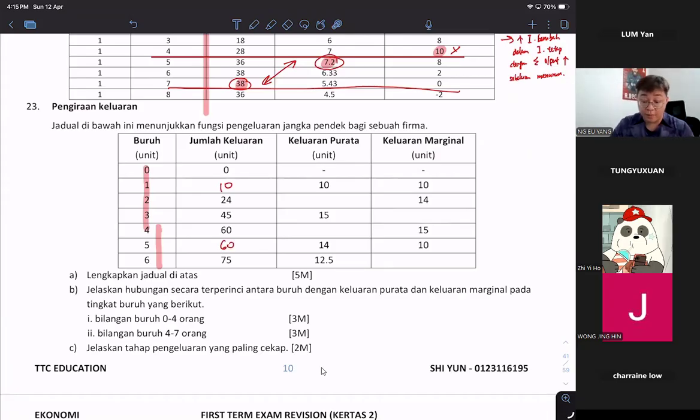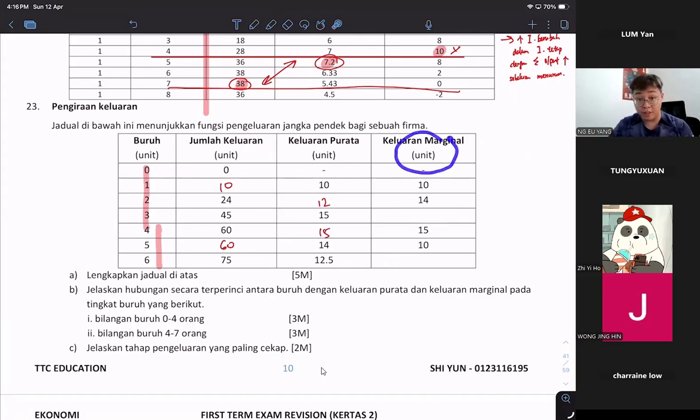Easy. So how to find the formula for keluaran purata? Using jumlah keluaran divided by the input berubah. So 0 divided by 0, sifar. So that's why we are not using 0. Sifar. Cannot even calculate. So 24 divided by 2, so this is 12. And then 60 divided by 4, this is 15. Easy.